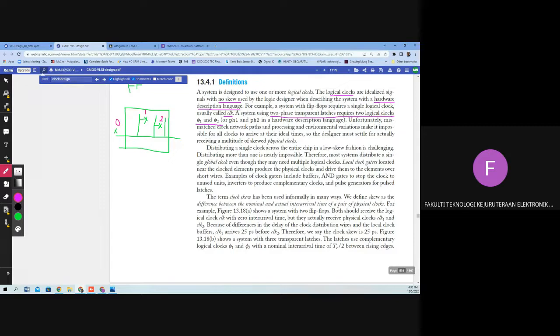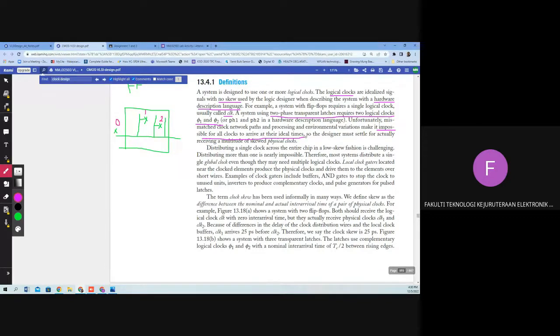If they use multiple clocks, they will need a system or circuit to deal with delay in what we call clock distribution networks, to make sure that the phase is not changed even as it is transmitted throughout the chip. So unfortunately, mismatched clock network paths and processing and environmental variation make it impossible for all clocks to arrive at the ideal time.